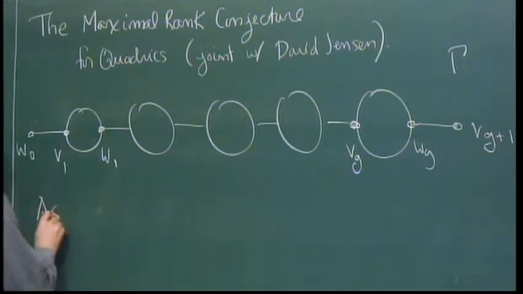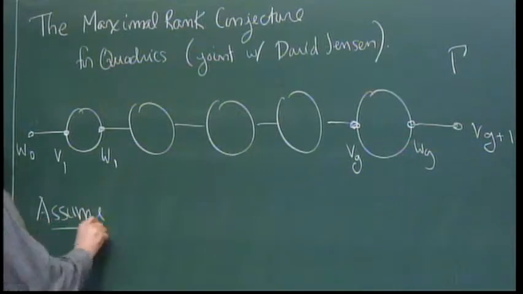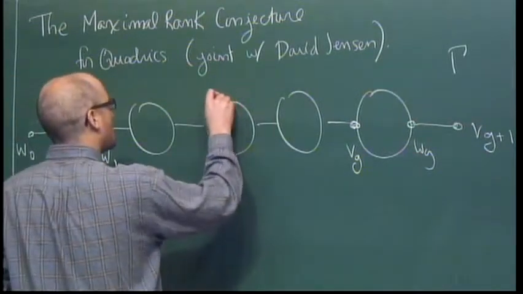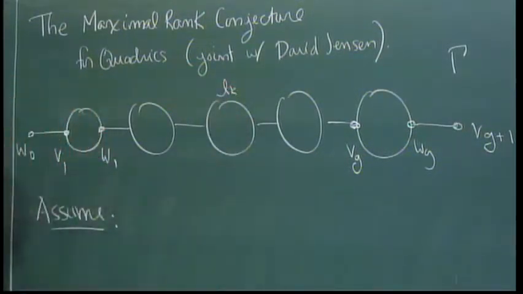And I need to make some fairly strong assumptions on the edge lengths of this graph. So L_k will be the length of the top edge on the kth loop.